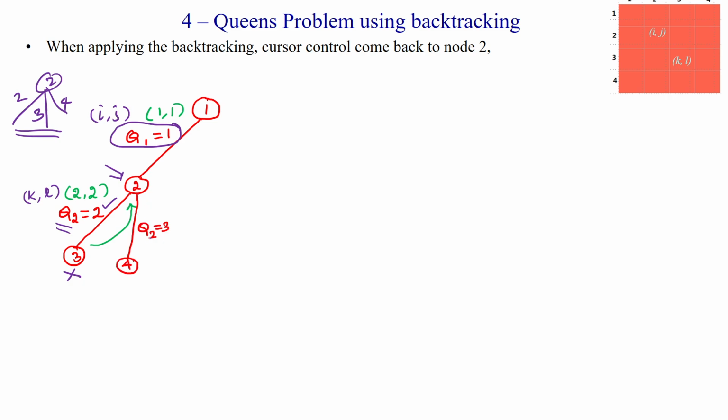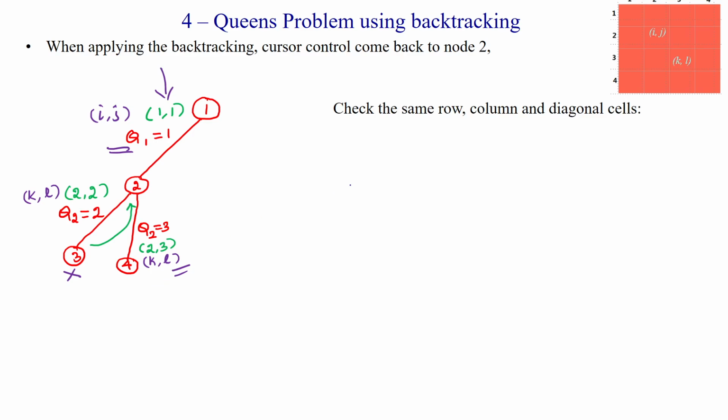Now I am selecting the third column for queen number 2, which leads to node number 4. Again you apply that criteria: is it in the same row or not. So now we have i equal to 2, then j equal to 3. Based upon this, now we have to check the index values. I am taking this one as k comma l because this is the second queen, and this one is the first queen, already placed in the first column of the first row.